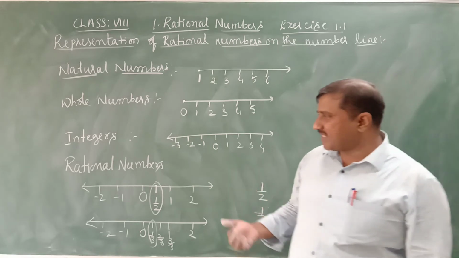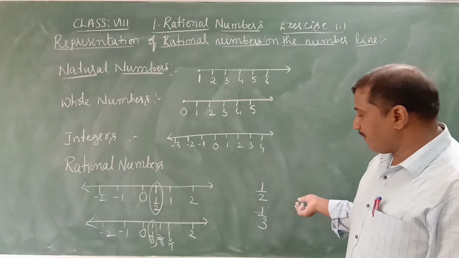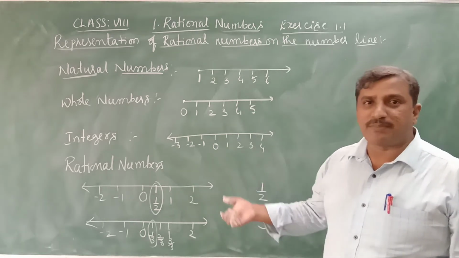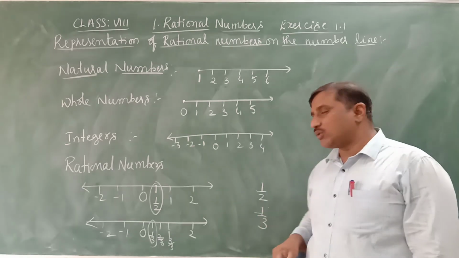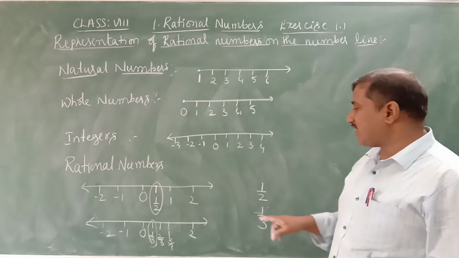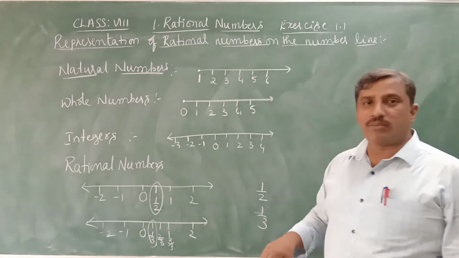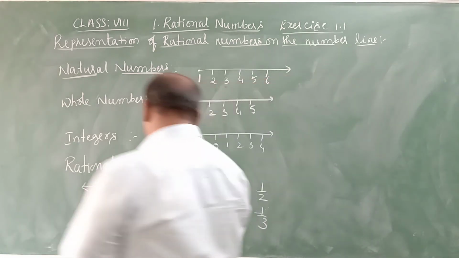So like this, we can represent rational numbers on the number line. 1 by 3 means divide the space between 0 and 1 into three equal parts, and the first part will give you 1 by 3, then 2 by 3, then 3 by 3, which is 1. Like this, we can represent.